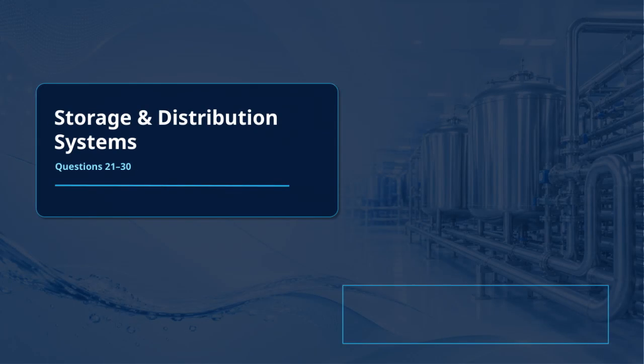This section covers questions 21 through 30, where we'll explore the key concepts and mechanisms behind how goods and materials are stored efficiently and distributed effectively. Understanding these systems is crucial because they ensure that products are available when and where they are needed, minimizing delays and reducing costs. We'll look into different types of storage methods, inventory management practices, and the logistics involved in distribution networks. This will give you a comprehensive view of the entire supply chain process, helping you grasp how storage and distribution contribute to overall operational success.